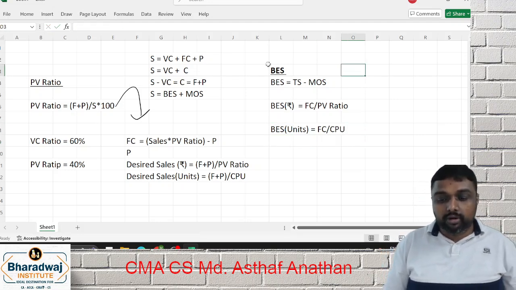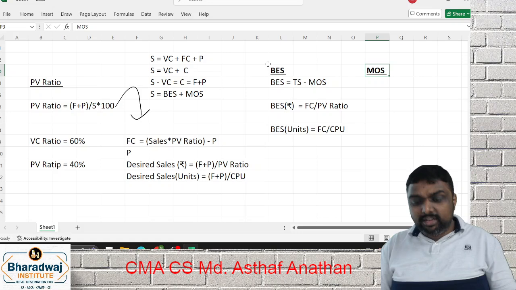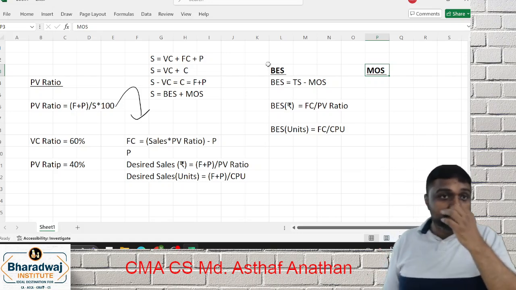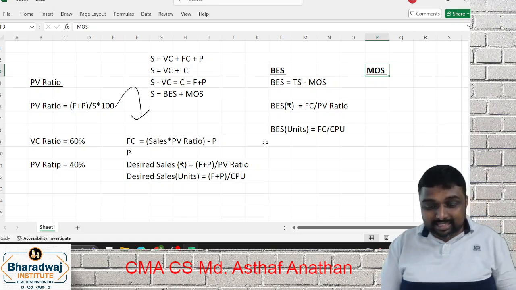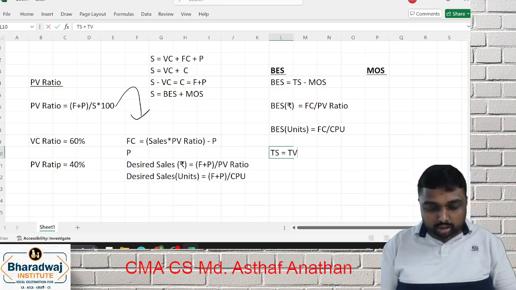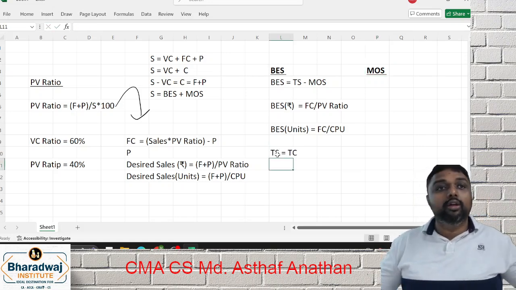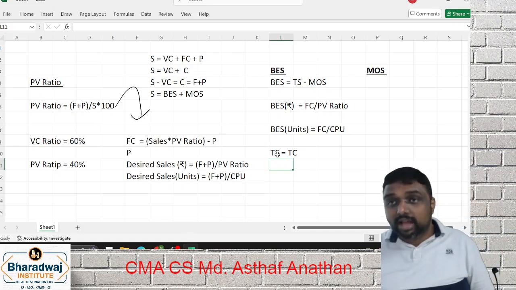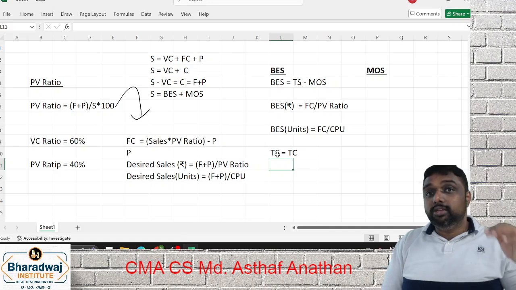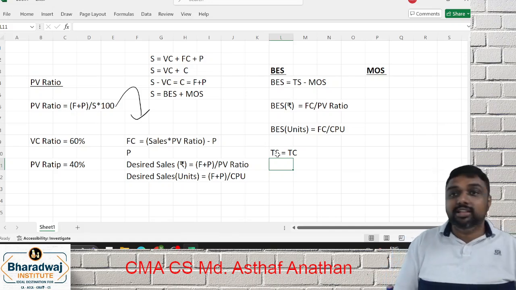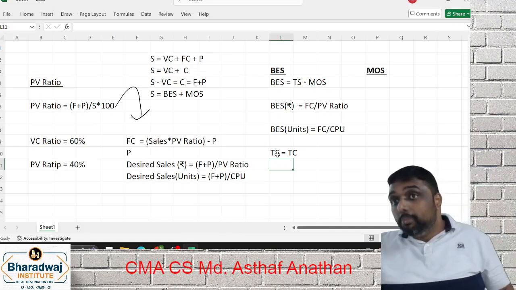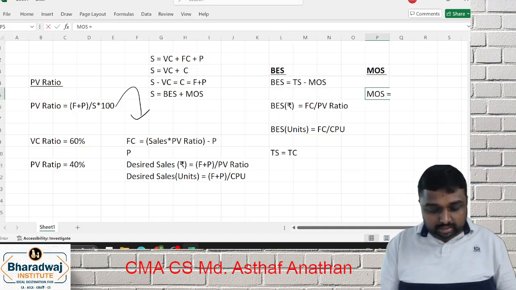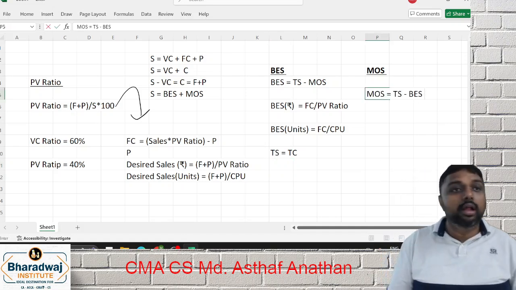The same point will go for margin of safety. What's the difference between break-even sales and margin of safety? Two mark also relevant. Break-even sales is the level at which your total sales is equal to total cost. That is no profit, no loss. Whereas in margin of safety, you will start generating profit. Sales above break-even sales we call margin of safety. So margin of safety we can say is total sales minus break-even sales.